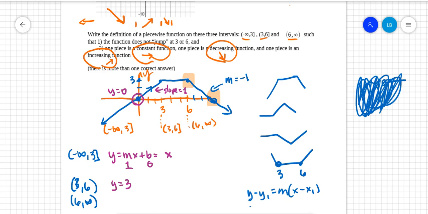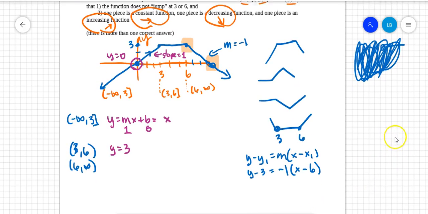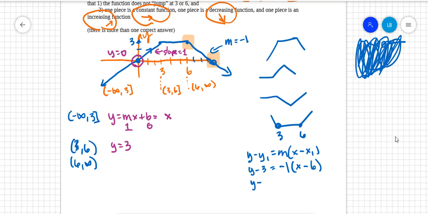So I'll have y minus 3. That's the y value, I'm sorry. Slope of -1, and x minus, what's my x sub 1 value? Excuse me, it's 6. Okay. I'm going to continue working that out. So I get -x plus 6. Then when I add 3 to both sides, I get y equals -x plus 9. So I have to use what I know about equations of a line, figure out my slope, figure out my points for whatever decreasing line I might want to have written. Then how do I write this whole definition?